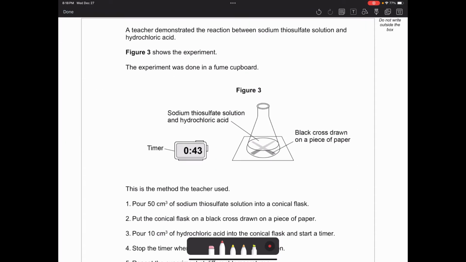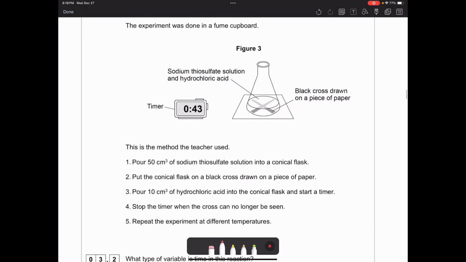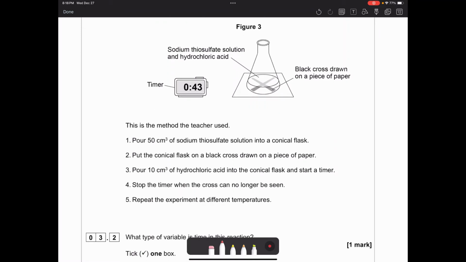A teacher demonstrated the reaction between sodium thiosulfate and hydrochloric acid. Figure 3 shows the experiment, and the experiment was done in a fume cupboard. Okay, so hopefully you remember this required practical of the disappearing cross, and this is the method the student used. You pour 50 centimetre cubed of a thiosulfate solution into a conical flask. You put the conical flask on a black cross. You pour 10 centimetre cubed of hydrochloric acid into a beaker, and then you start a timer. You stop the timer when the cross can no longer be seen. You repeat the experiment at different temperatures.